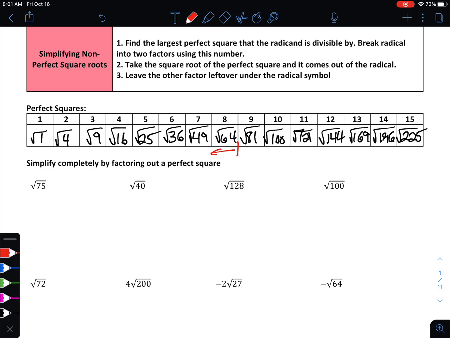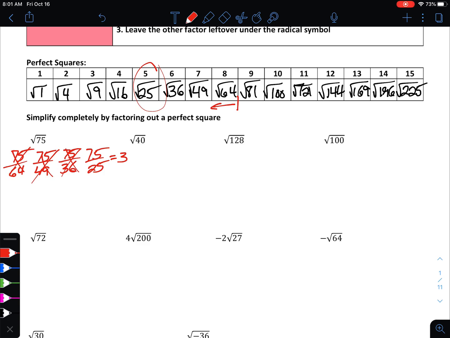As you go through these, you're going to see, can you divide 75 by 64? And you can't. Can you take 75 and divide by 49? No. Can you take 75 and divide by 36? Nope. Can you take 75 and divide by 25? And yes, you can. 75 divided by 25 is 3. So what we're going to do then is rewrite the square root of 75 as the square root of 25 multiplied by 3. And again, you can check: 25 multiplied by 3 is 75.